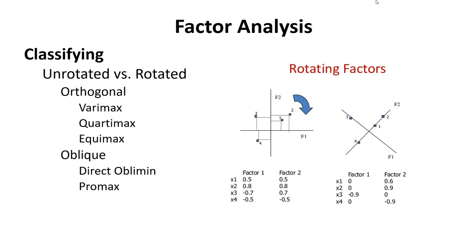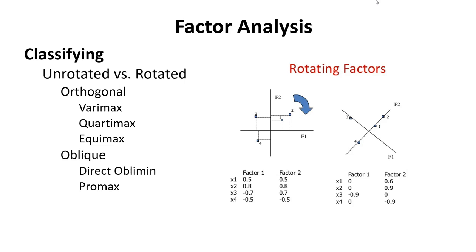On the other hand, rotation serves to make the output more understandable by seeking so-called simple structures. This is a pattern of loadings where each item loads strongly on only one of the factors and much more weakly on the other factors. Rotations can be orthogonal or oblique. Oblique rotations allow for correlations among the factors. So orthogonal means factors do not correlate. Oblique means that factors may correlate.